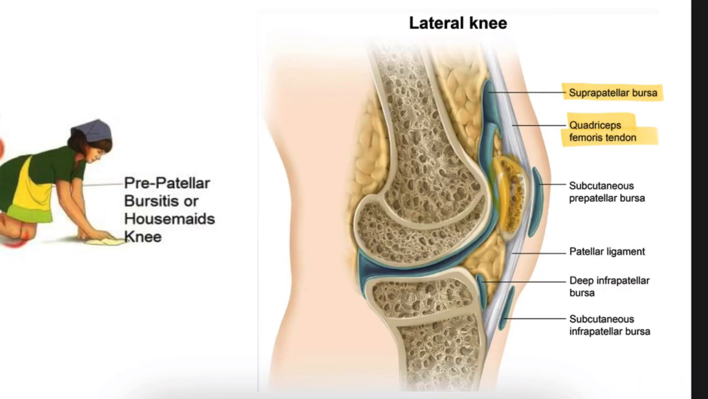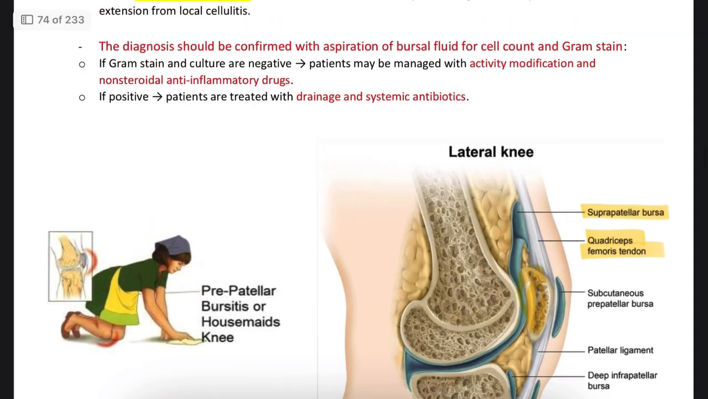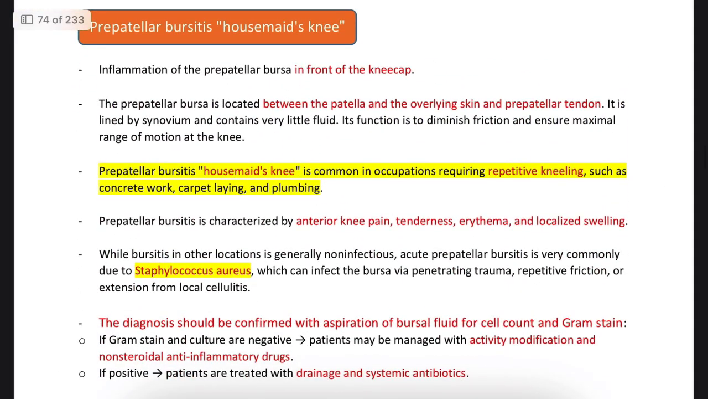So what are the features you can see in this patient? First one, anterior knee pain, and swelling, redness and tenderness. You can see here tenderness, erythema, and localized swelling.